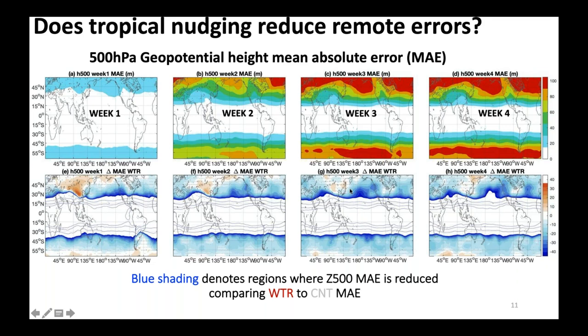And you can see those blue regions highlighting areas outside the nudging region where errors are reduced. You can see that these reductions are particularly significant over the North Pacific, United States, and Atlantic Ocean. And you can also see that reductions tend to be larger in the Northern Hemisphere than in the Southern Hemisphere over the winter.